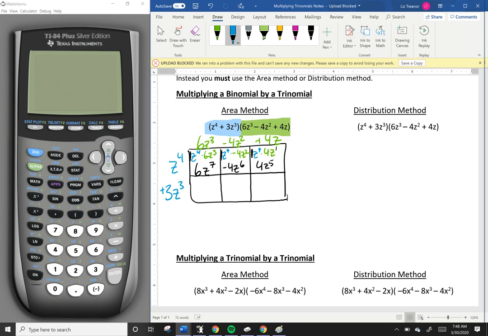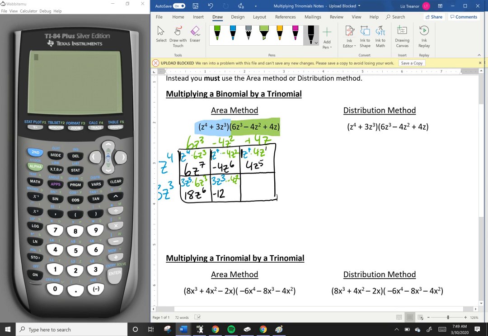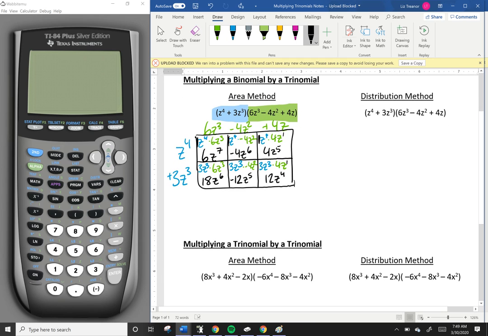Okay, now let's move on to the second term of the binomial. So we got 3z cubed times 6z cubed. 3 times 6 is 18, and 3 plus 3 is 6, so z to the 6th. 3z cubed times negative 4z squared. 3 times negative 4 is negative 12, and 3 plus 2 is 5. 3z cubed times 4z. 3 times 4 is 12, and 3 plus an imaginary 1 is z to the 4th. Okay, so now these are all of the terms that you're going to be adding.